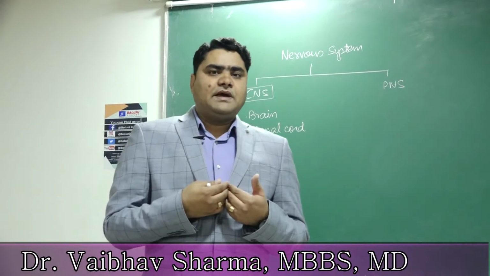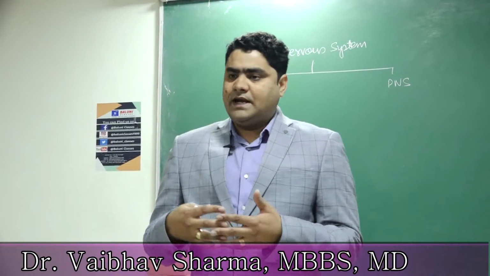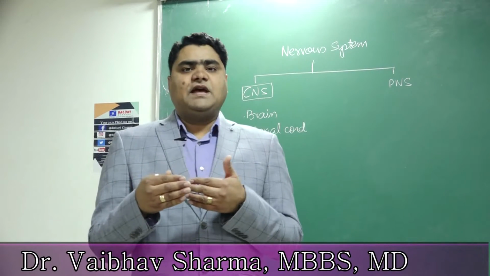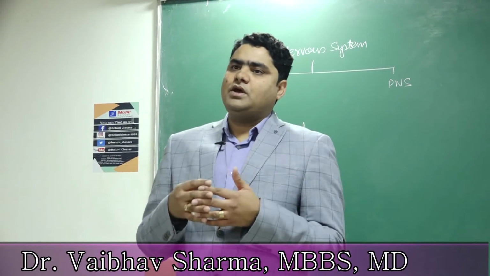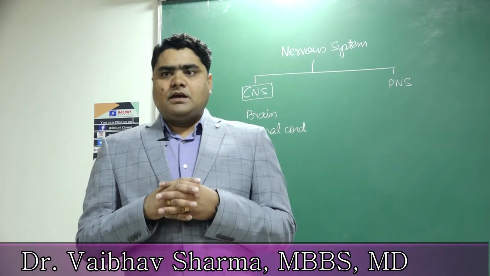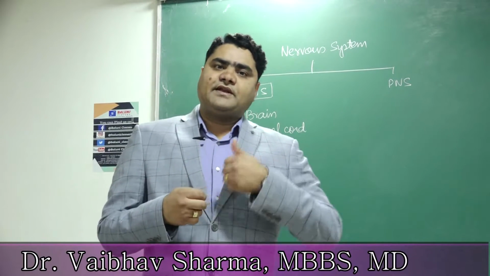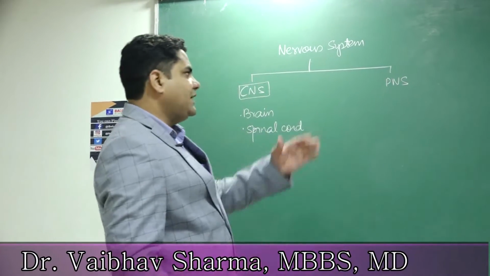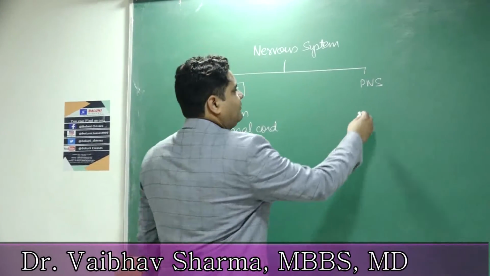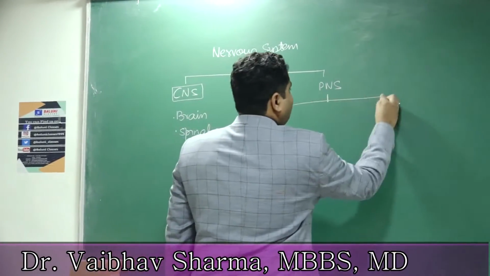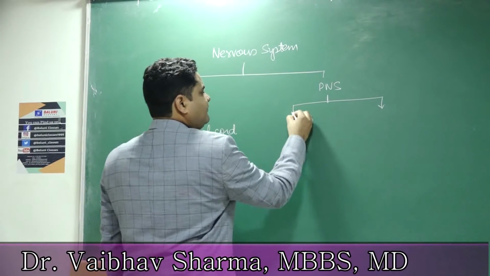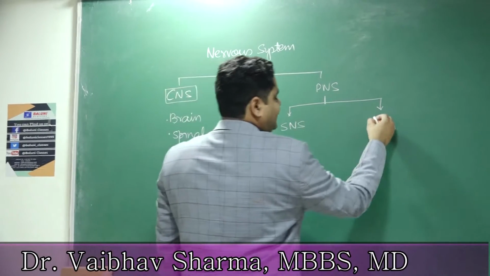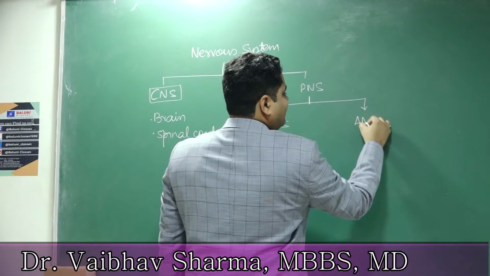Then nervous system actually processes the information, and this information is correlated with the existing memory of our nervous system. Then the nervous system responds through its motor neurons. So, in peripheral nervous system, we have two branches. One is called as somatic nervous system and other is called as autonomic nervous system.